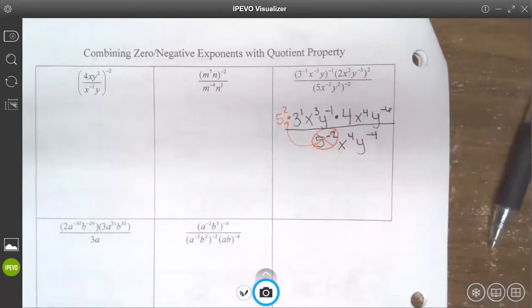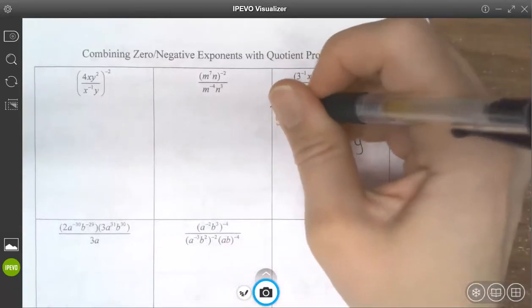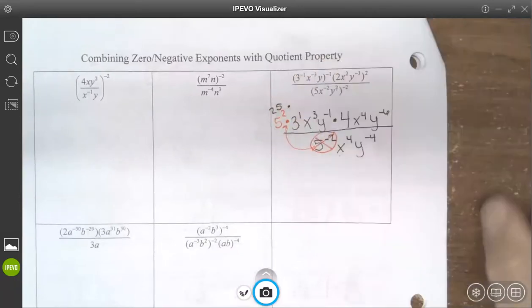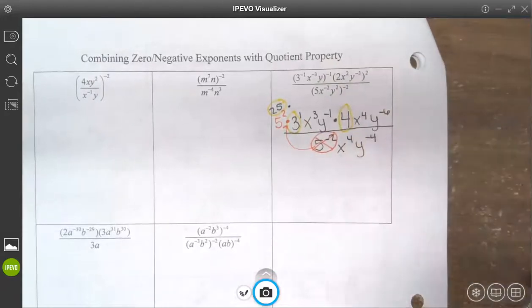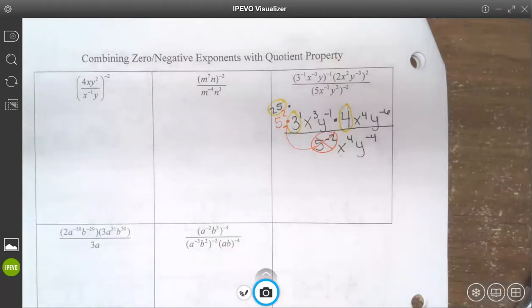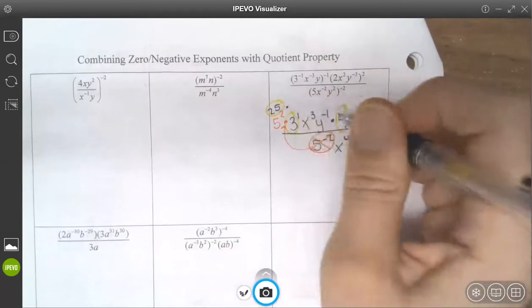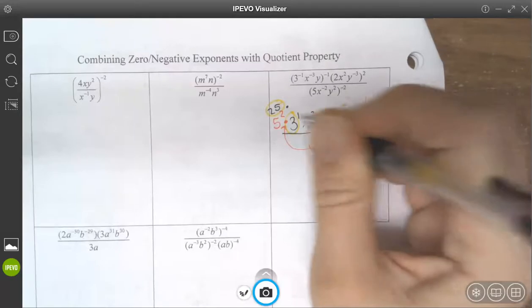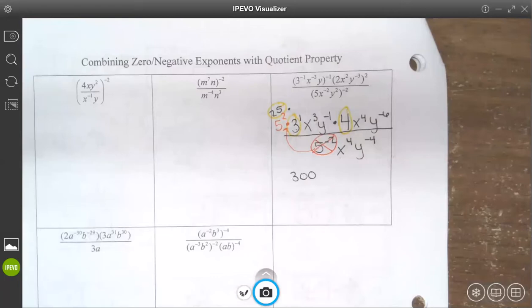So I'm going to do some color coding here. This is 25 times 3 times 4. Or I have 25 times 3, 75, times 4 gives me 300. So I'm multiplying my three integers together. Remember, those aren't properties of exponents. I'm just multiplying the terms together. That gives me 300 for that term.